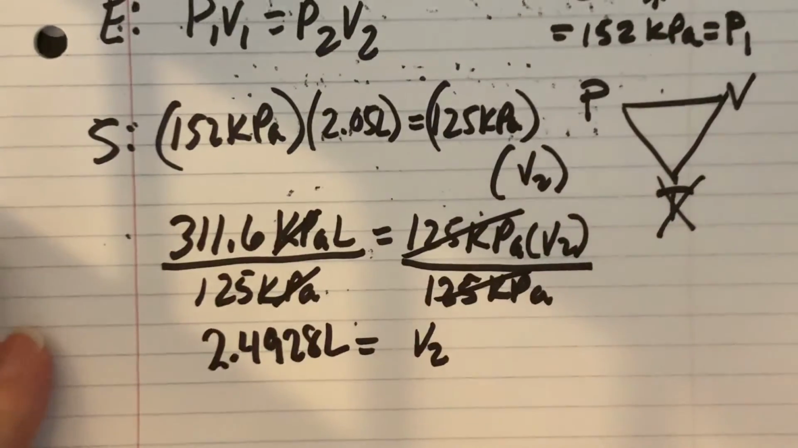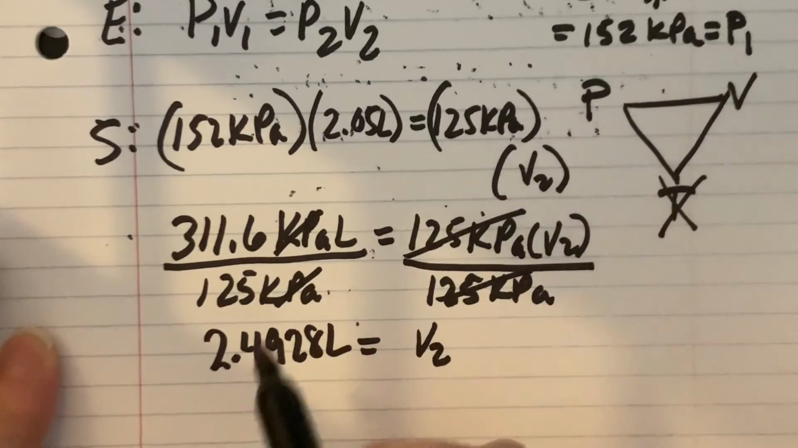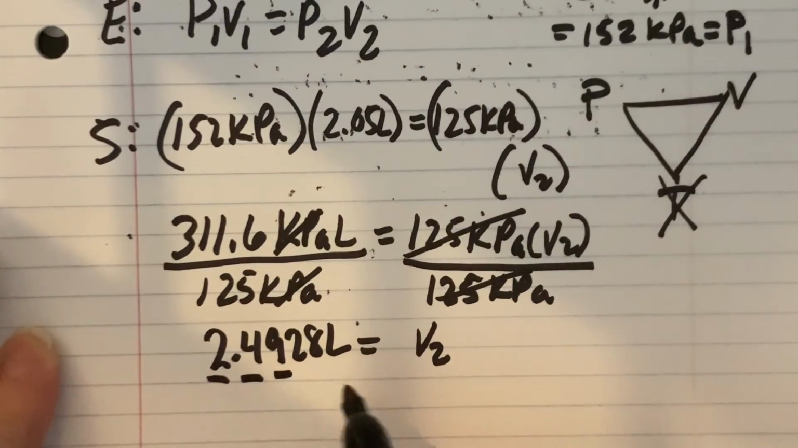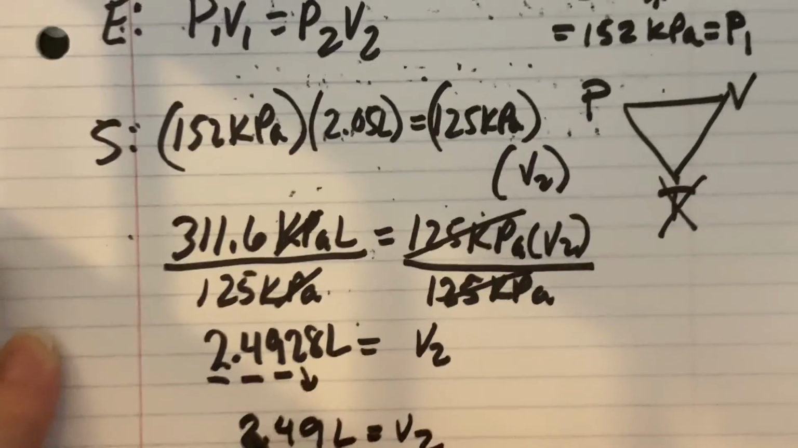Last step, sig figs. I have 3 sig figs for everything, so I am going to answer with 3 sig figs. 2.49 liters equals volume 2.